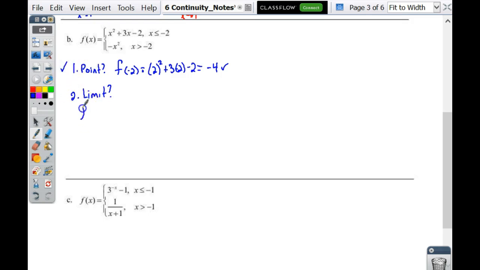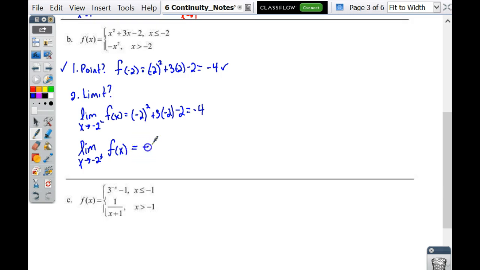So we do the limit. I need to check the left side limit, as x approaches -2 from the left. That looks really funny. Of f of x. We do the left side limit. That means that it's going to be -2 squared plus 3 times -2 minus 2, which is -4. We also have to check the right side limit. Limit as x approaches -2 from the positive side of f of x.